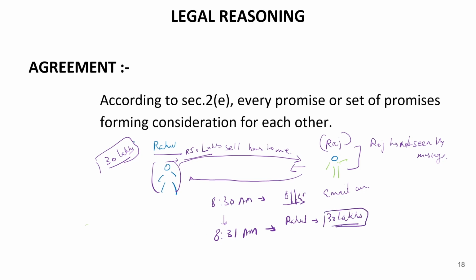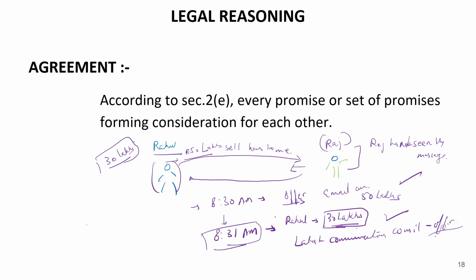Okay. So in the first email, he is saying 50 lakhs. Now he is saying 30 lakhs. So if this type of communication is taking place, which will be considered as an offer? We have to see that the latest communication that takes place constitutes the offer.